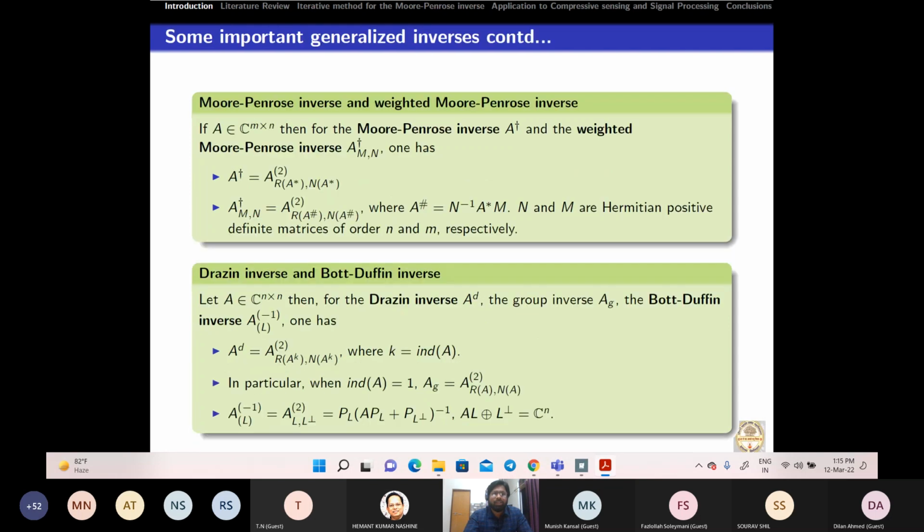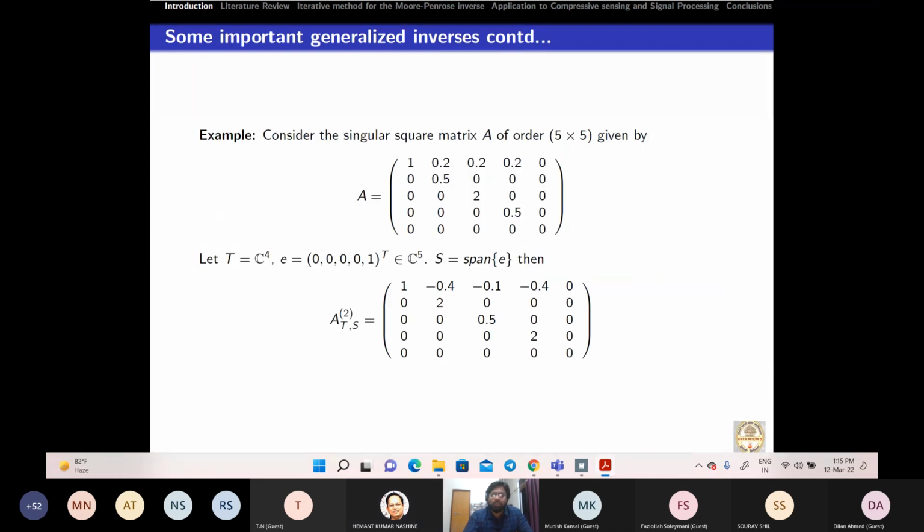Any queries here at this moment? You may ask. These are the different generalized inverses that I'm not going to detail, because I'm mainly focusing on the Moore-Penrose generalized inverse. Is there any question?